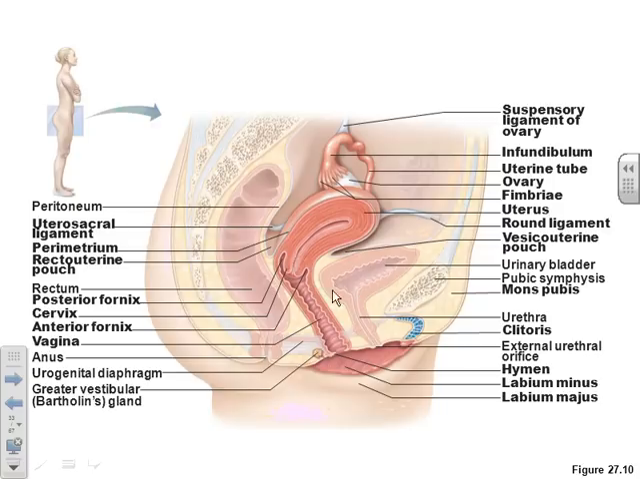To point out, while we're looking at this figure, I stated during the male reproductive system lecture that the urethra is shared between the urinary and reproductive systems of the man. Notice this is the urinary bladder, this is the urethra. It has absolutely nothing to do with the female reproductive system. That's why it's actually shaded out or faded a little in this picture.